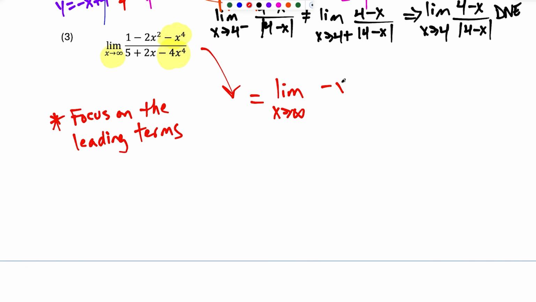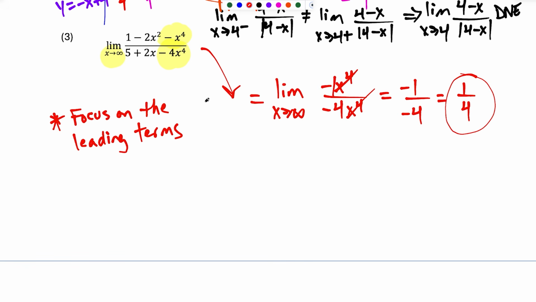Okay, so we have negative x to the 4 over negative 4x to the 4. And now from here, just imagine there's a negative 1 in front. X to the fourth over x to the fourth cancels, and we get negative 1 over negative 4, and this is equal to positive 1 over 4. Okay, so this is our limit for question 3.